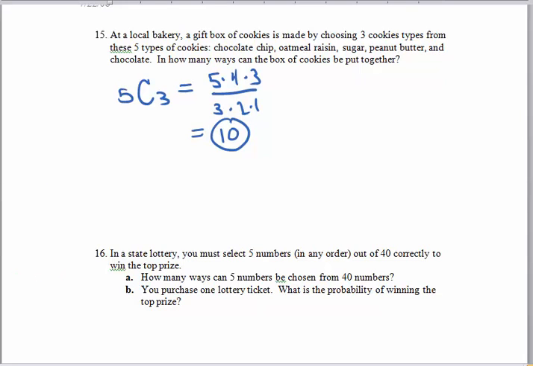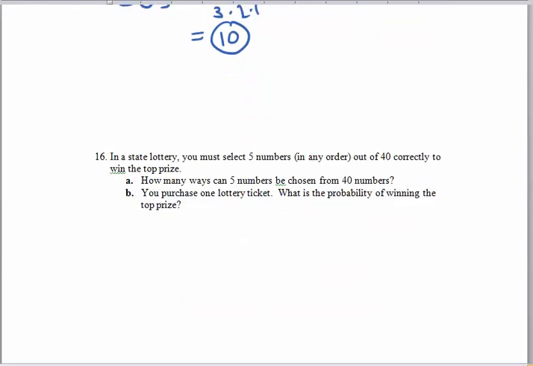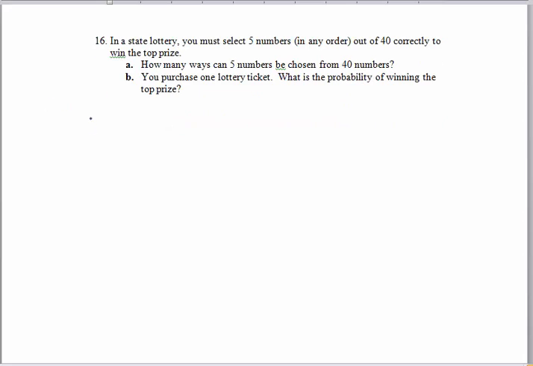Alright, and then 16, another problem. In a state lottery, you must select 5 numbers in any order. So again, the order is not important. So that's a giveaway right there, that it's a combination. Out of 40 correctly to win the top prize. How many ways can 5 numbers be chosen from 40 numbers? Again, it's right in the question. I mean, it's really a dead giveaway. How many ways can 5 numbers be chosen from 40 numbers? So out of 40 numbers, you're choosing 5 of them.